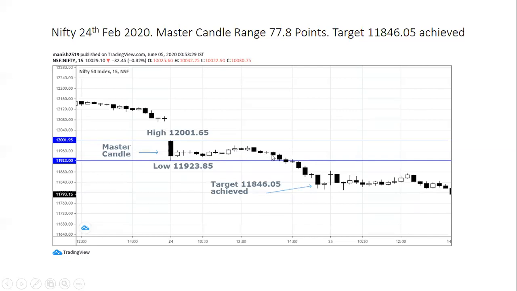You can note down. Up to 2 p.m., price is just moving inside master candle. So there is no major action after first 15 minutes. Finally, you can see we are getting breakdown, and then very quick 77 points move we got on downside. So I always prefer consolidation like this, because I have seen breakouts, breakdowns works really well after healthy consolidation.